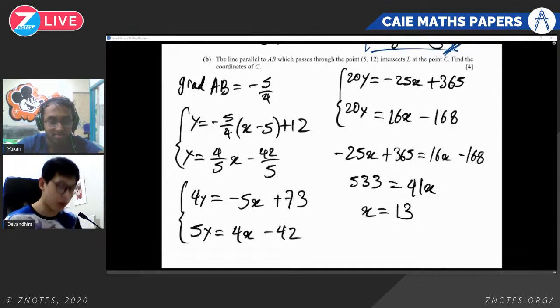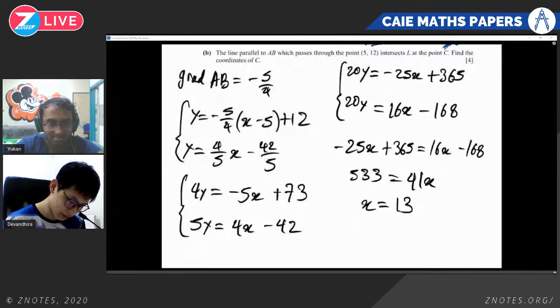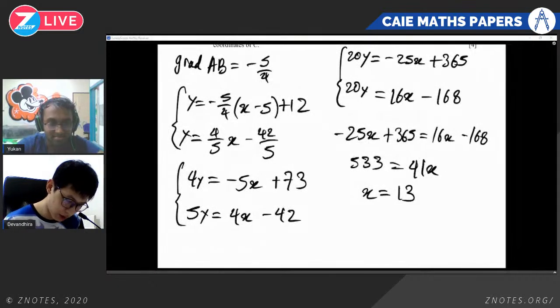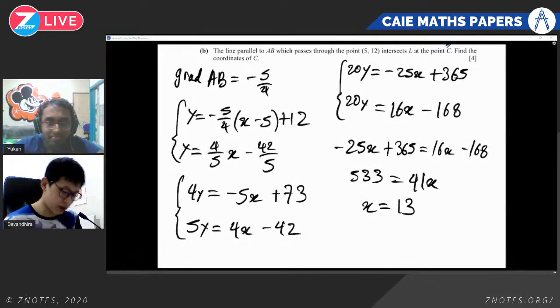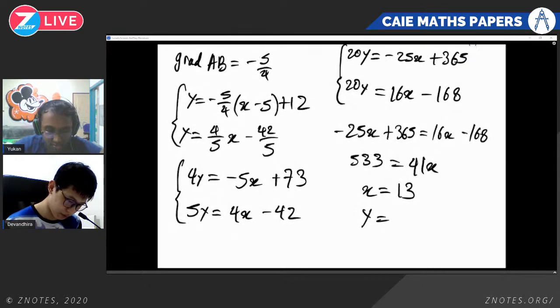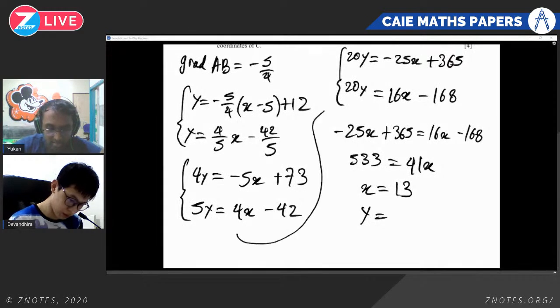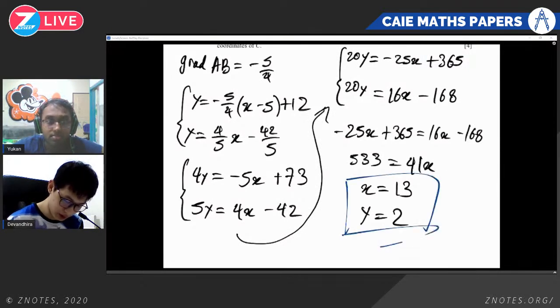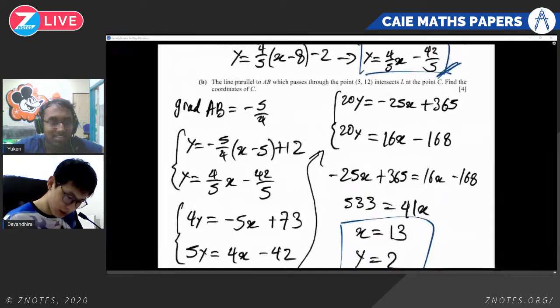Don't forget we have to find our y too, correct? Mm-hmm. So how can we find our y? We can just use either of the equations here, right? Yeah, we can just put that back. So what's the y? Can you calculate it for me? So I'll take the first equation, 4 over 5 times 13 minus 42 over 5. So if we calculate that, it'll give us 2. Okay, 2. And that's our answer. Sorry about the mistake.